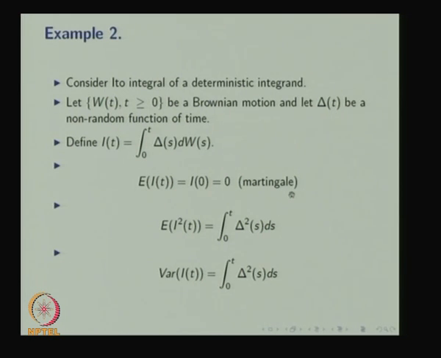The Ito integral is going to be a martingale, so this property is used here. Otherwise, we can directly find the expectation of I of t, and you will end up with 0. Or by using the martingale property it will be I of 0, but I of 0 is equal to 0.